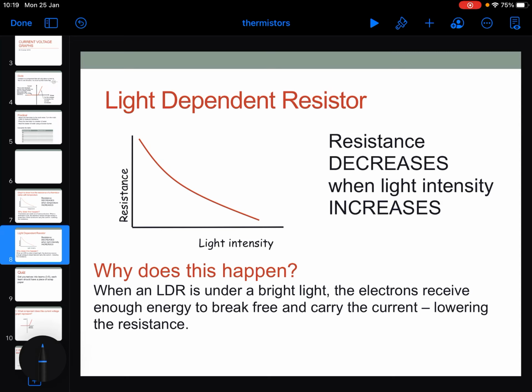In an LDR, it might be something like street lights. Your street lights outside your homes will turn on when it's dark, and they'll know it's dark because they will have LDRs inside them. And that's it.